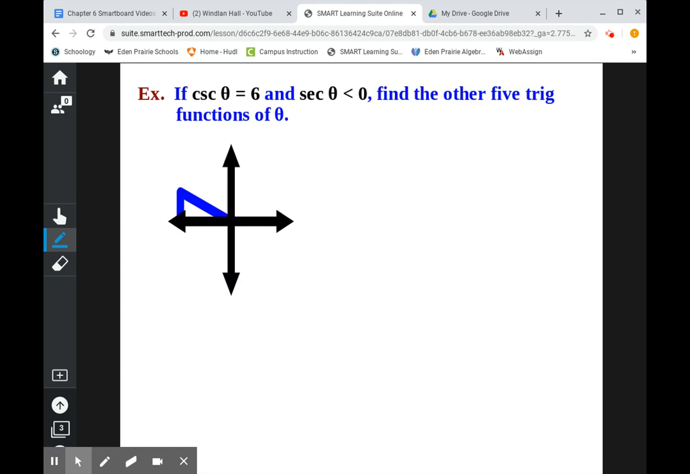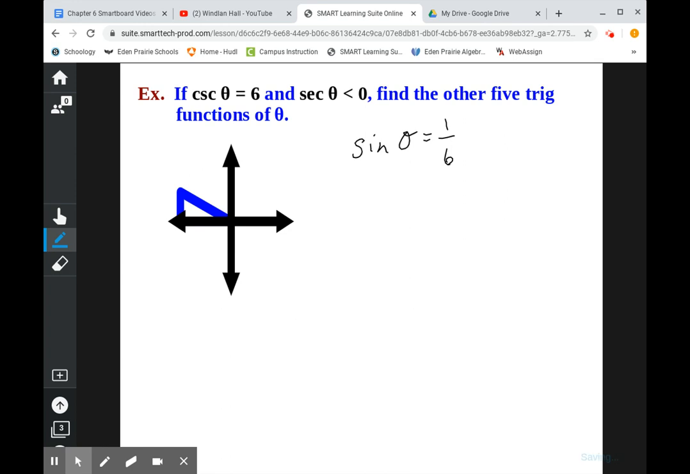Okay, here's an example. If the cosecant of theta equals 6 and the secant of theta is less than 0, find the other 5 trig functions of theta. So let's talk about a few things. The cosecant of theta equals 6. First, I like to say, okay, the reciprocal of the cosecant is the sine. So the sine of theta equals, instead of 6 over 1, 1 over 6. That's going to help me with my diagram.